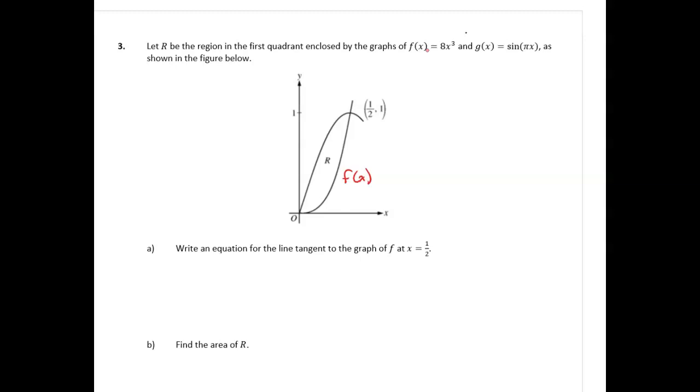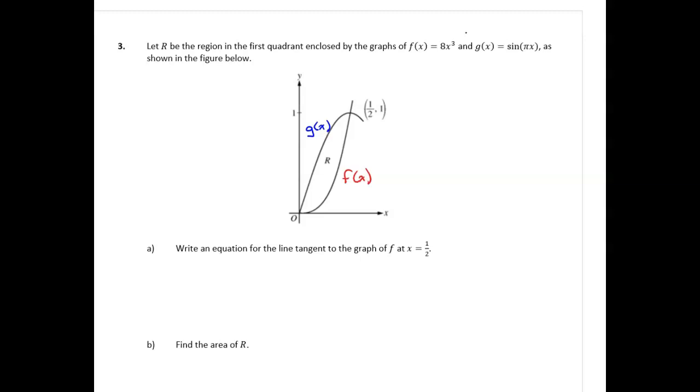Over here, g of x equals sine of pi x. All right, well, think about a sine curve. It starts at the origin, it increases, then decreases, increases, and decreases. So I know that my higher function is g of x. All right, so here we go.